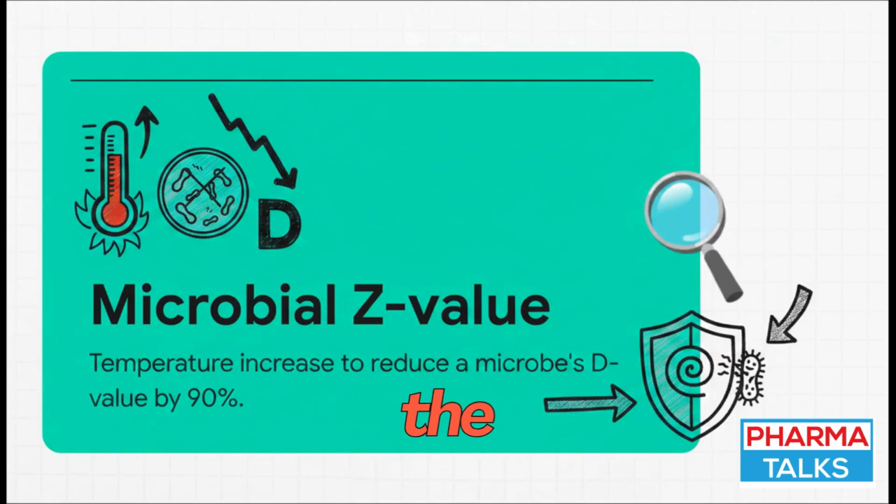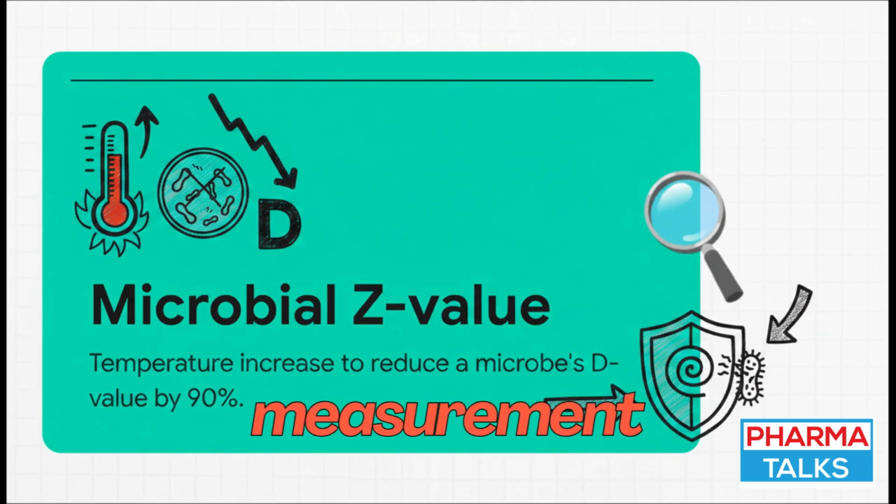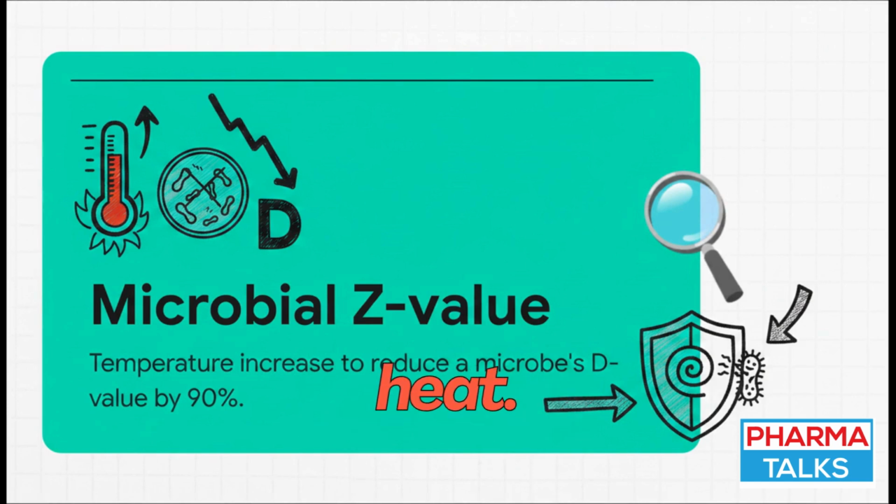In these fields, the microbial z-value is defined as the temperature increase, whether you're measuring in Celsius or Fahrenheit, doesn't matter, that is required to reduce a microbe's decimal reduction time by 90%. We call that the d-value. Simply put, the d-value is the exact time it takes at a certain temperature to kill off 90% of the bacteria. So let's strip away all that jargon for a second. The z-value is basically a precise measurement of a specific organism's resistance to heat.